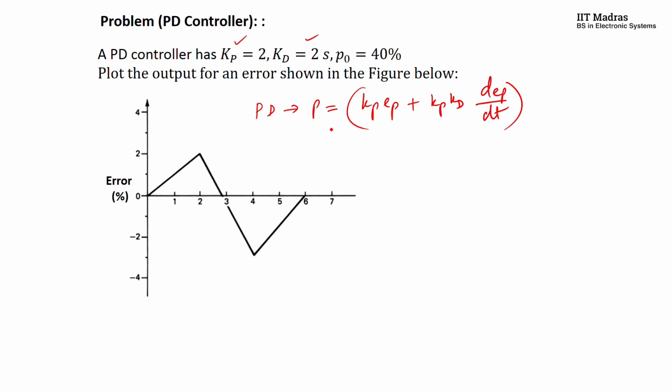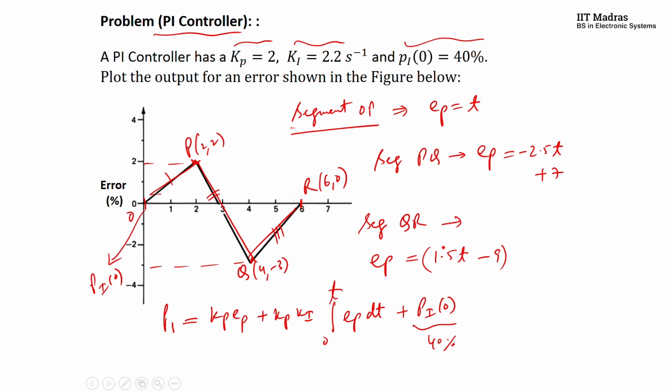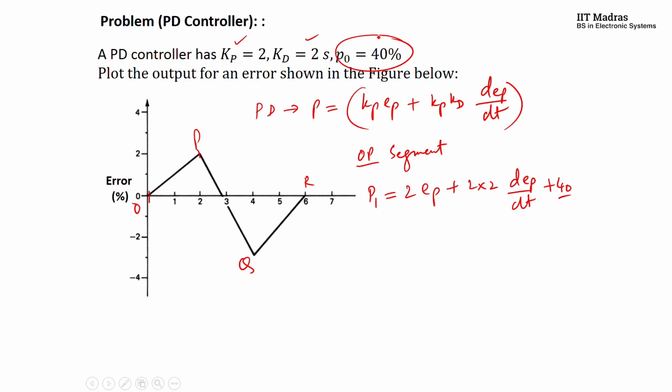Okay, so in the first segment, this is O, P, Q, and let me just name the same. OPQR. Q and this is R. If you take the segment OP, how do we evaluate the control action? I will call the control output P1. So it is 2 into e plus 2 into 2 de/dt plus 40. This 40, which is P0, will always be added at each and every step.